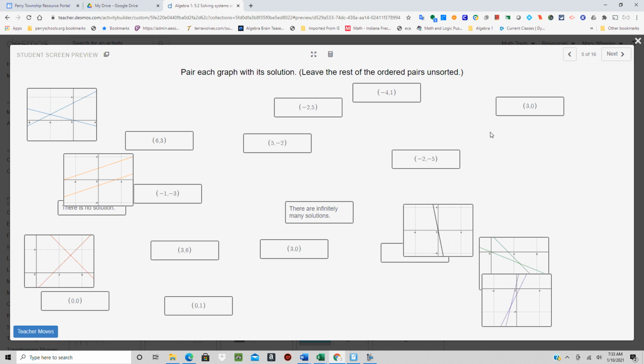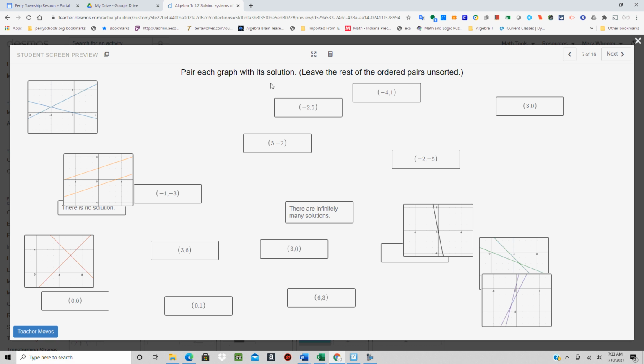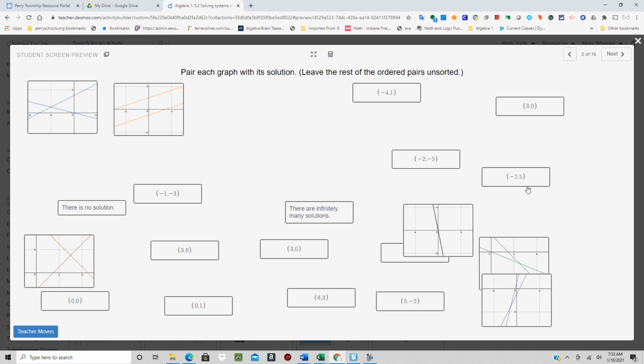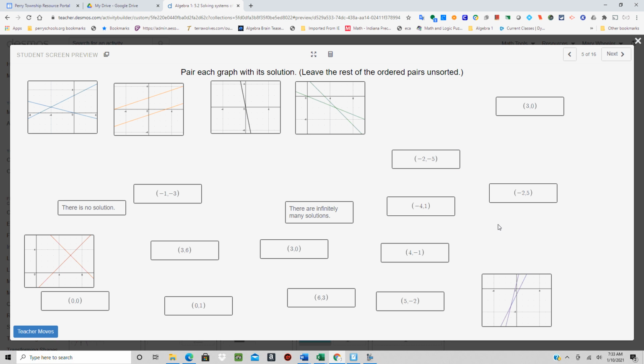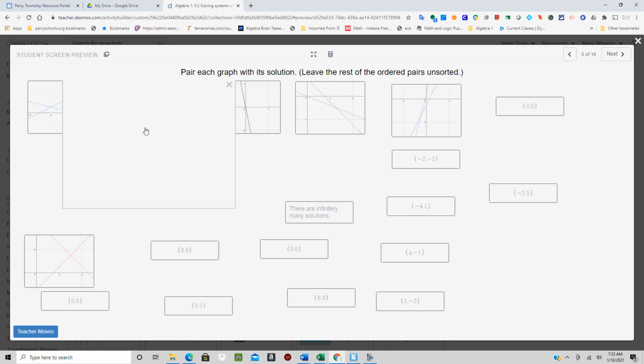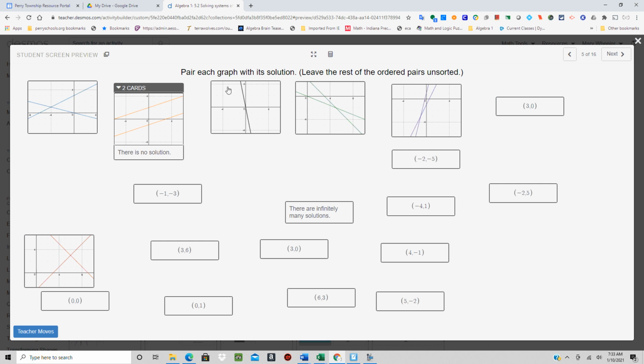All right, here we have a card sort, and there are some graphs, and we're not going to use every single ordered pair, but we are going to use all the graphs. And I'm going to let you guys do a couple of these on your own, but I want to talk about two of them. If you notice right here, I have parallel lines. Parallel lines never intersect. So on that one, there is no solution.